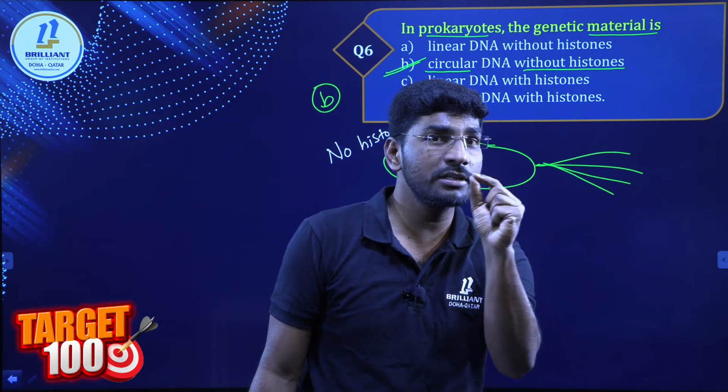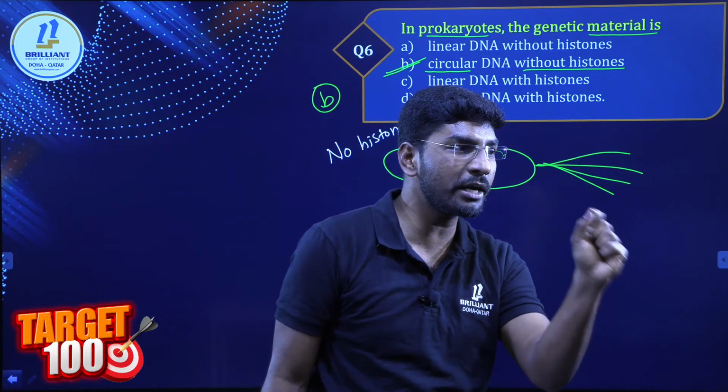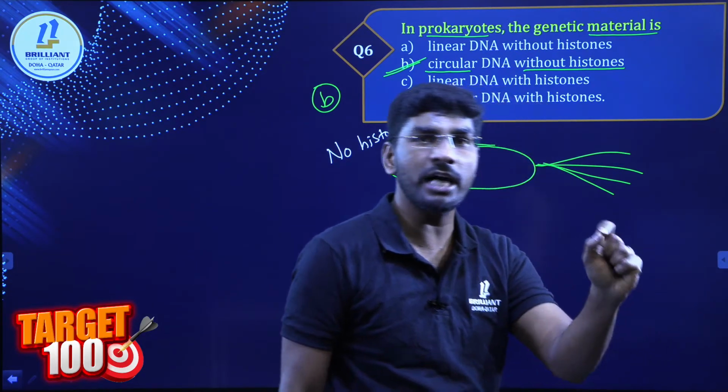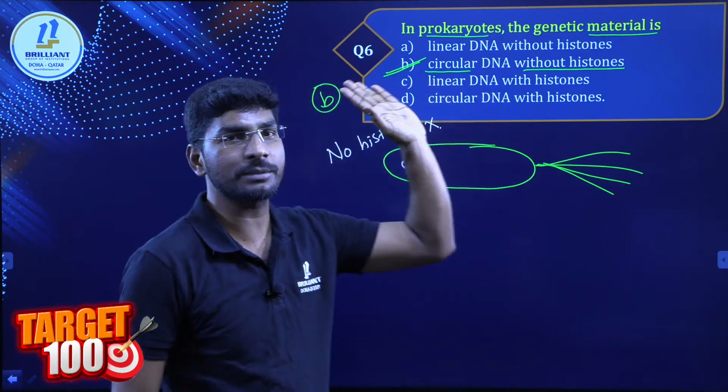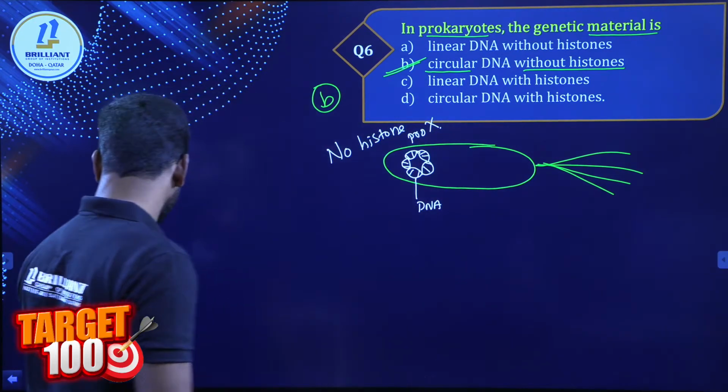Option B. Question number 7. You have to answer me. I am giving the online students a chance. I will not explain. You have to answer me. What is the answer to this question?